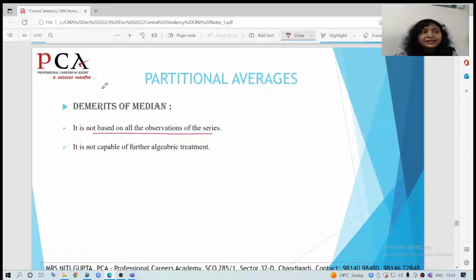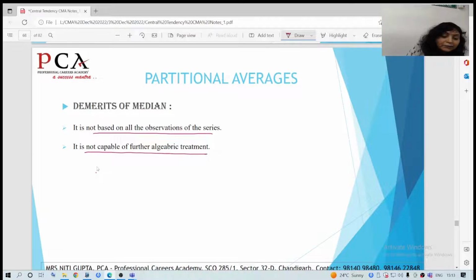But median is not capable of further algebraic treatment. Median is not used in further analysis; at most it is used in deviation, dispersion. But after that, in correlation and regression, we generally use mean, we won't use median. So median is not capable of further algebraic treatment. And the most important, median does not possess any mathematical property.